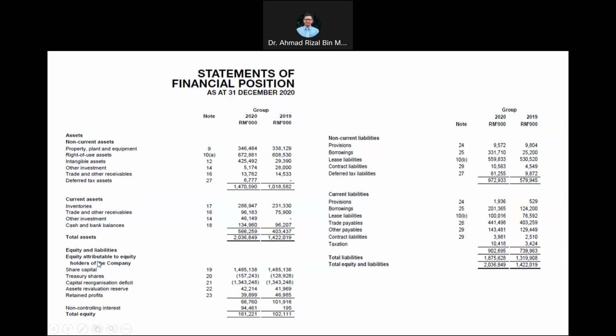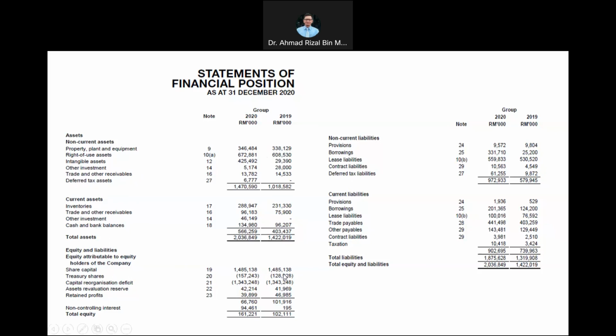And then we have the equity and liabilities. It starts off with the equity and then only followed by the liabilities. In many other balance sheets, they start off with the liabilities followed by equity. So the share capital reflects the paid up capital of the company, the number of shares. The treasury shares reflect revaluation if there is any increase or decrease in the share price with respect to the paid up capital. Then we have capital reorganization deficit.